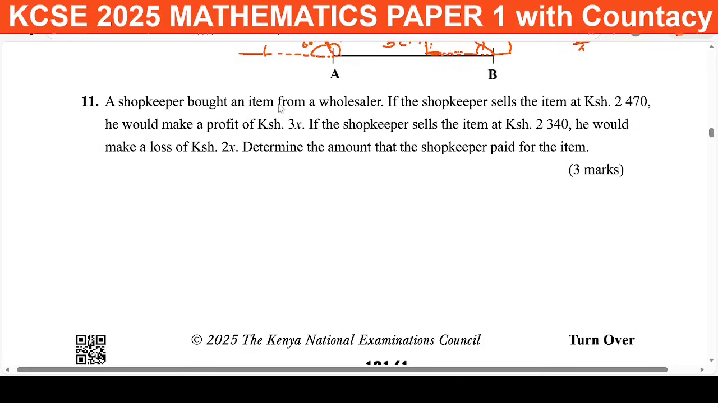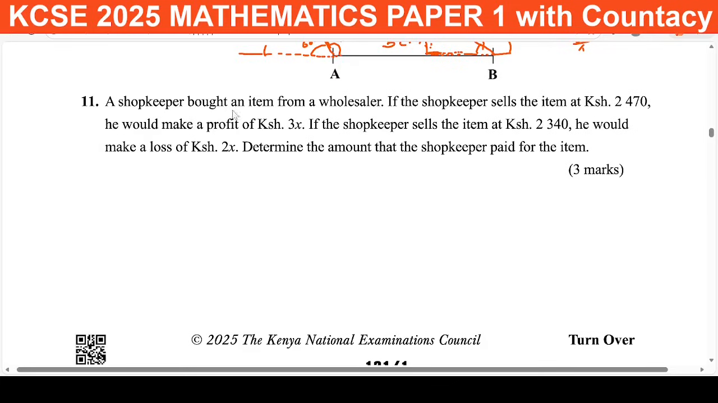We are told that a shopkeeper bought an item from a wholesaler, and then we are told if the shopkeeper sells the item at shillings 2,470, he would make a profit of shillings 3x. The question goes ahead and tells us if the shopkeeper sells the item at shillings 23.40, he would make a loss of 2x. Determine the amount that the shopkeeper paid for the item. Let me help you bisect this question, because this is now the role of mathematics, getting to simplify all these sentences into some mathematical terms.